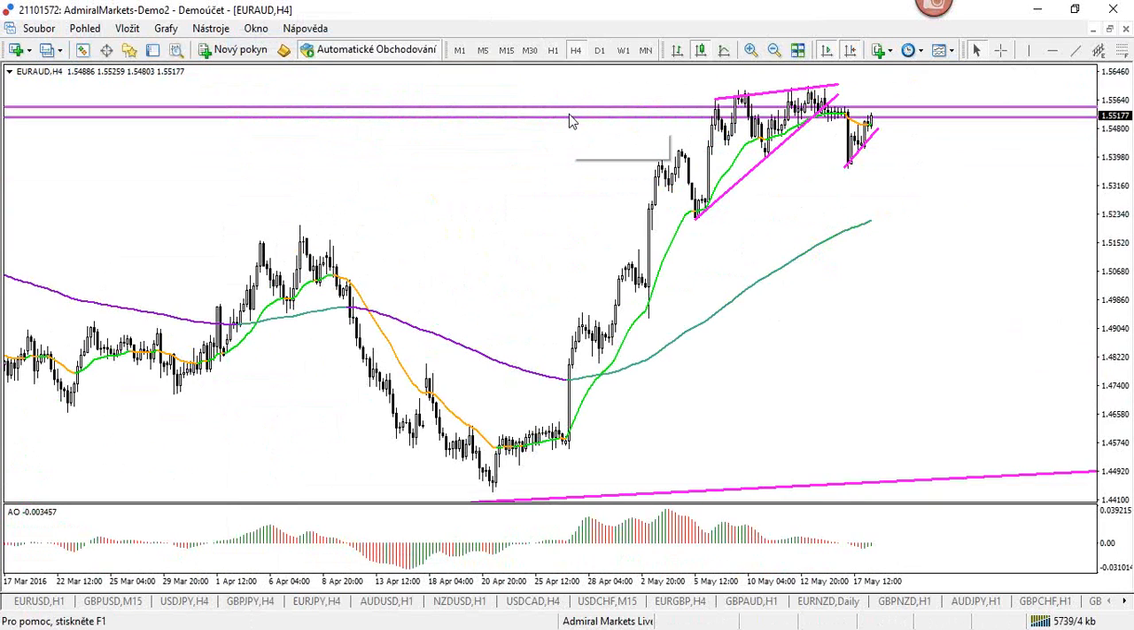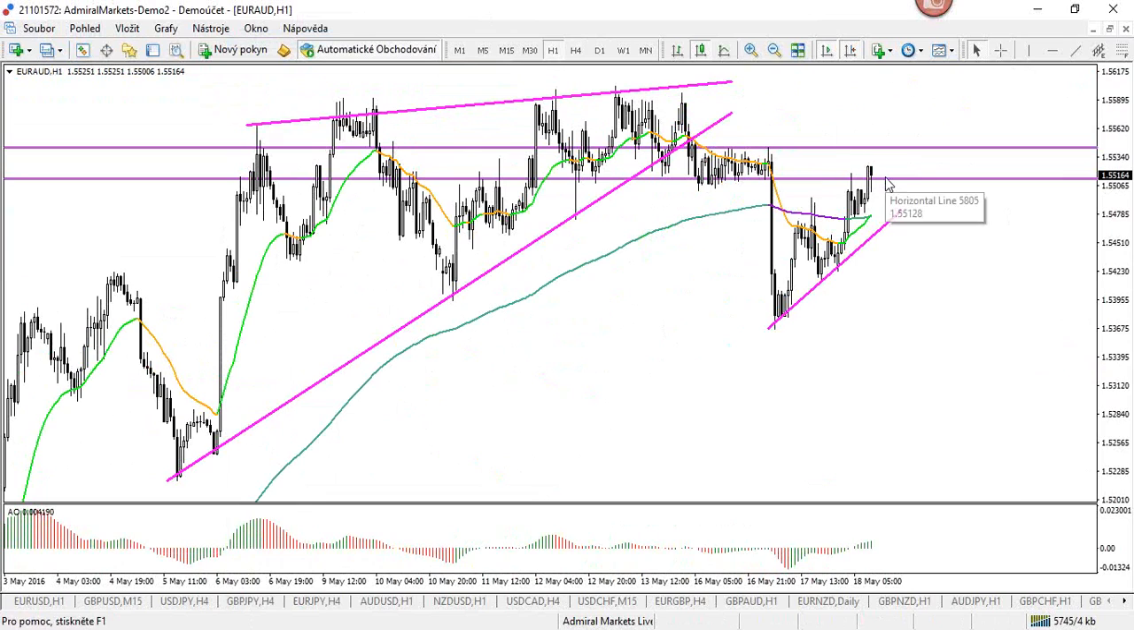From my perspective, not very exciting to trade at this point. I think it's not a good position. The only thing that could be good is shorts, perhaps, just for a small trade.